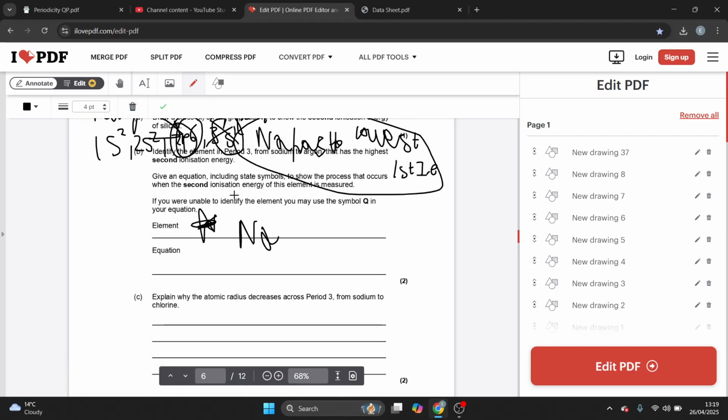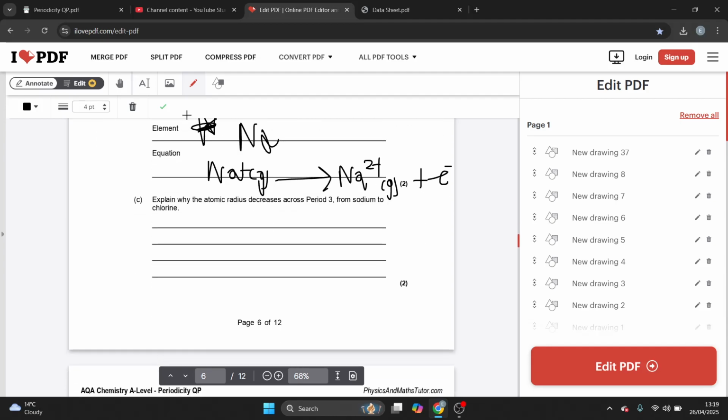And then for the second ionization energy equation, just do the opposite: Na+(g) → Na2+(g) + e-. But don't worry, guys, if you're not fully getting this, because they probably are going to reuse this kind of question, because there are only so many questions they could ask you.